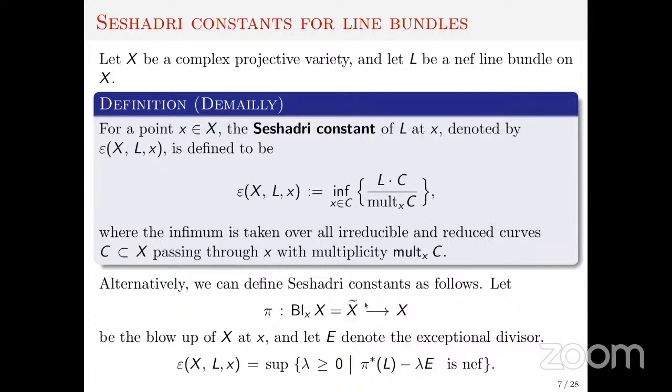So if you blow up X at the point x, and take the supremum of non-negative real numbers lambda such that pi star of L minus lambda E is nef, where E is the exceptional divisor corresponding to this blow-up map, then this supremum is equal to the Seshadri constant, which is defined as the infimum of these fractions. And this definition will be useful when we try to extend the definition of the Seshadri constant from line bundles to the vector bundle case.